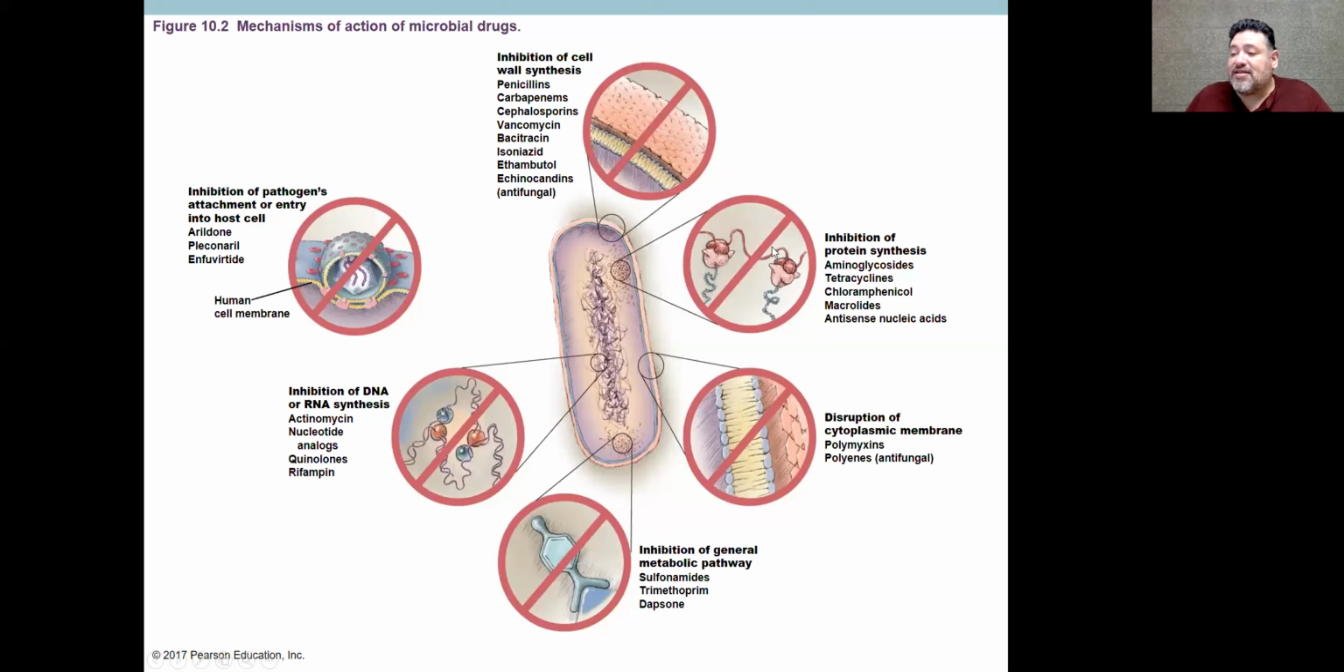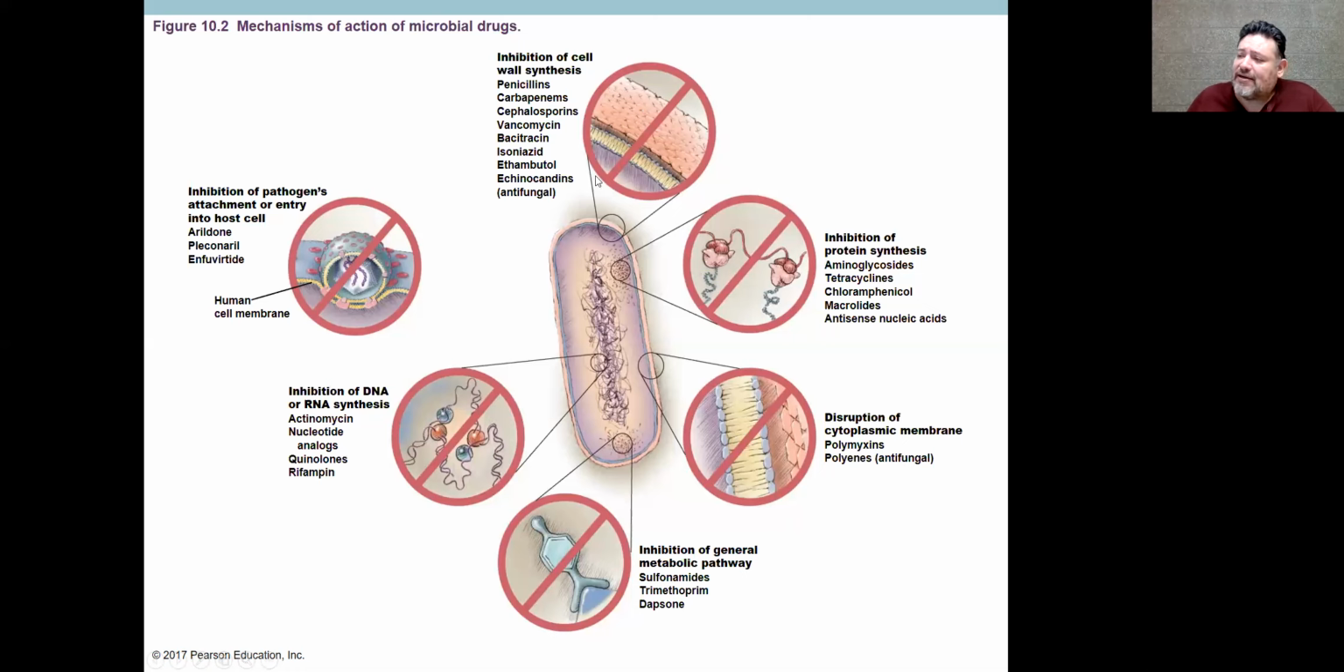Inhibition of protein synthesis. So this targets the ribosome. So again, in the central dogma, we have DNA to messenger RNA to protein. The ribosome is essential for the synthesis of amino acids into proteins. So if you can arrest the function of ribosomes, you're inhibiting the production of essential proteins, and you're shutting down the microorganism.